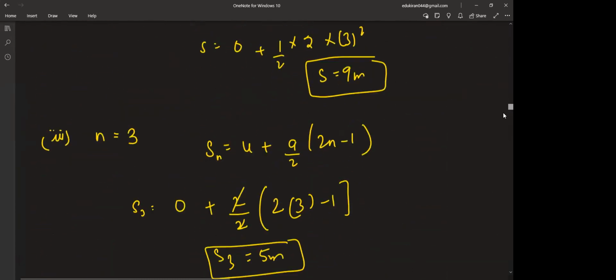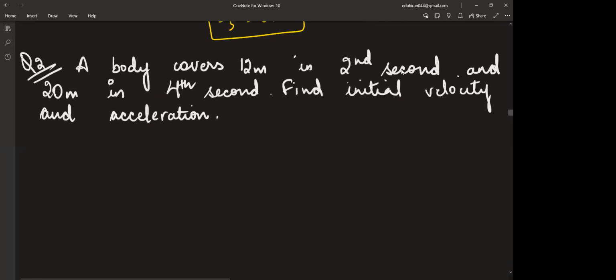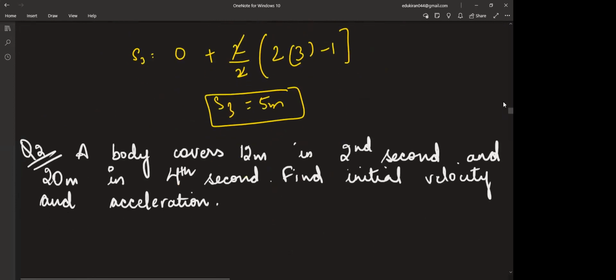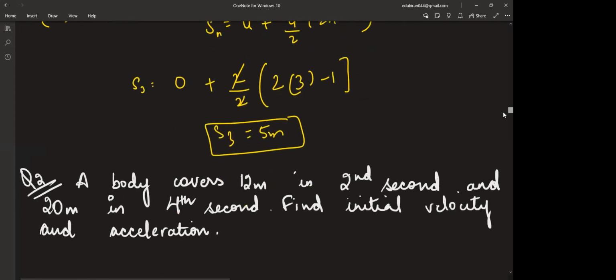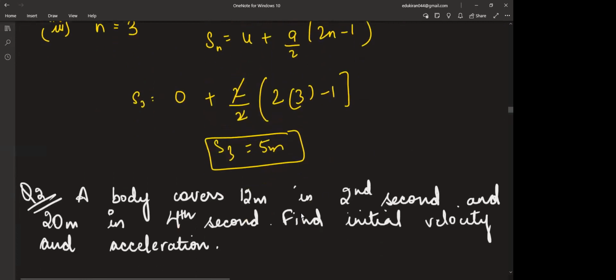So this question also we had seen. This type of question I think had come in your class assessment also. Quickly note down this question. I'll discuss this. This formula only will be applied, the same formula: Sn is equal to u plus a by 2 times (2n minus 1). Quickly note it down. So u and a will be the two variables for you, so it is like linear equations with two variables.